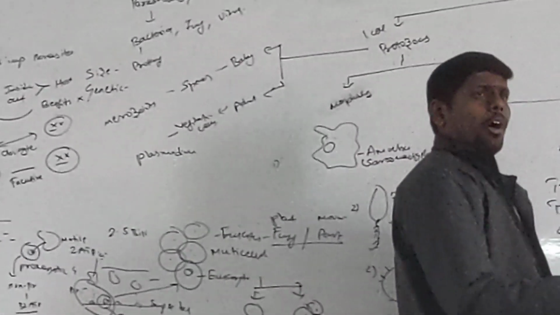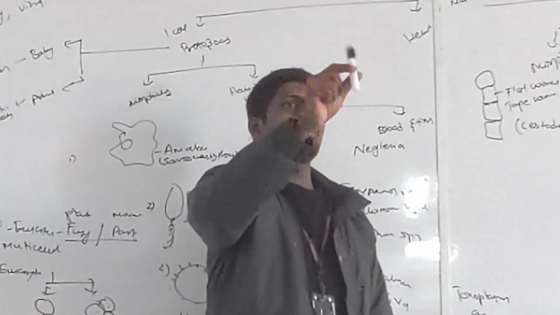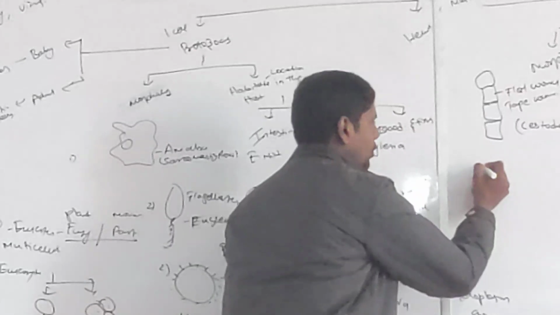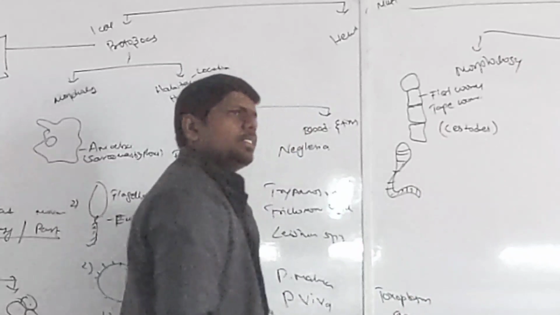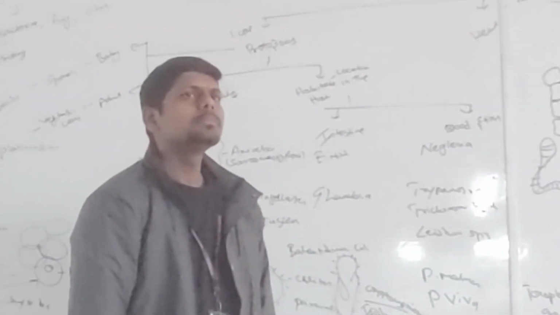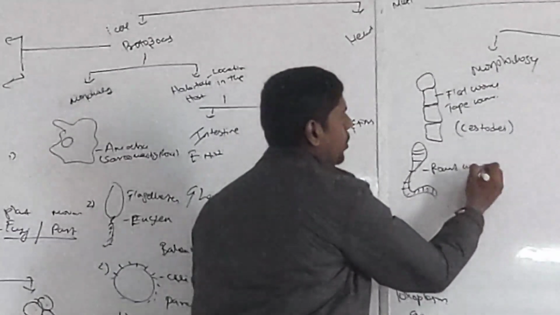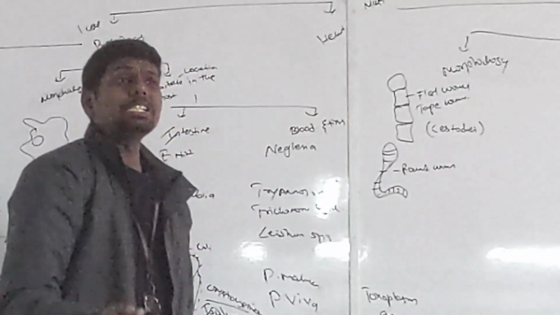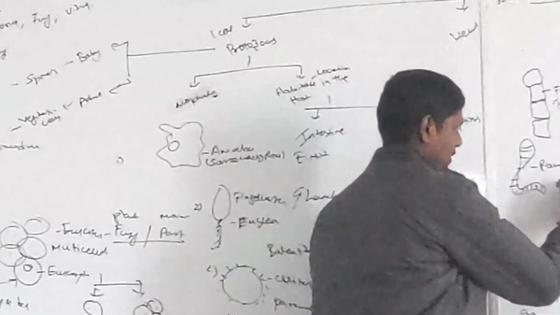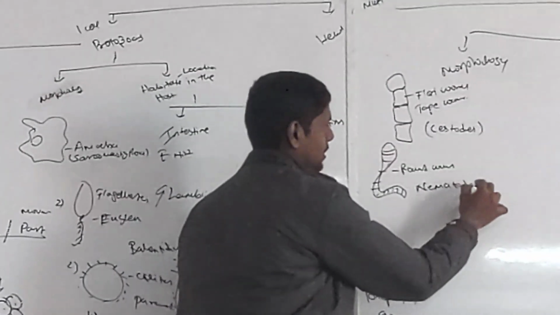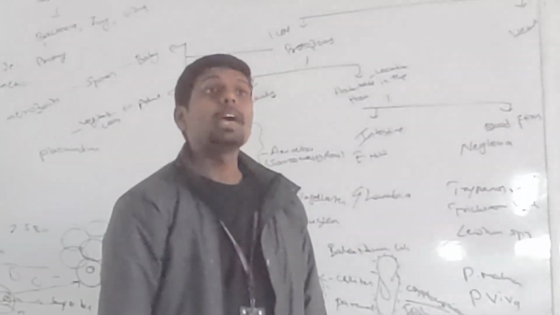Then, if their anatomy looks like this marker, like a cylinder, like round cylinders, such worms are called round worms. Round worms. This is a normal term. What is the medical terminology for round worms? Nematodes. See, now you are understanding in depth. Round worms are also called nematodes.